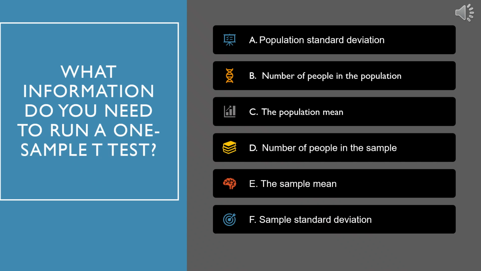Okay, similar question, but what information do you need to run a one-sample t-test? Well, here, the whole point of a one-sample t-test is you don't know what the population standard deviation is, so that's why you can't run a z-test. You have to run a t-test if you don't know the population standard deviation. So you don't know that. You don't need to know the number of people in the population. You do need to know the population mean, the number of people in the sample, meaning the sample size. You do need to know the sample mean, and you do need to know the sample standard deviation, because we're estimating population standard deviation now with sample standard deviation.